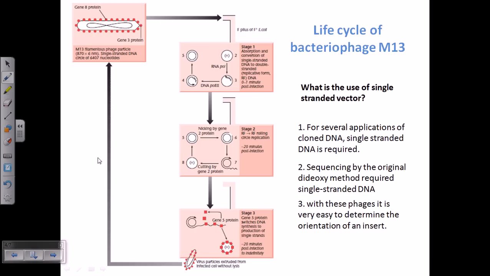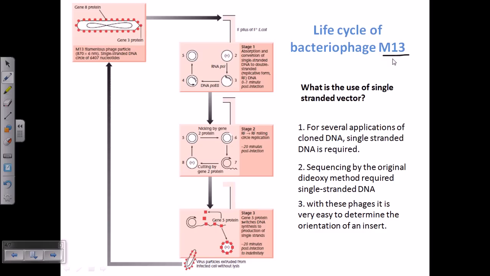Now let us talk about a totally different concept, the life cycle of bacteriophage M13. It's a phage particle, and why is it important? Because it can give us a single stranded vector. The type of vector we have discussed earlier is always double stranded. The vector we choose is always a DNA vector which is double stranded in nature, but we also require single stranded vectors in several different cases.